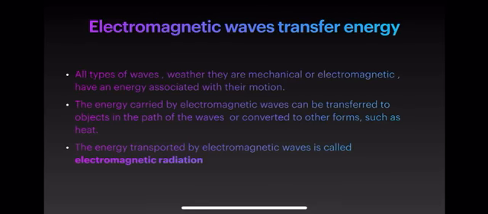Electromagnetic waves transfer energy. So, all types of waves, whether they are mechanical or electromagnetic, have an energy associated with their motion. The energy carried by electromagnetic waves can be transferred to objects in the path of the waves or converted to other forms such as heat. The energy transported by electromagnetic waves is called electromagnetic radiation.